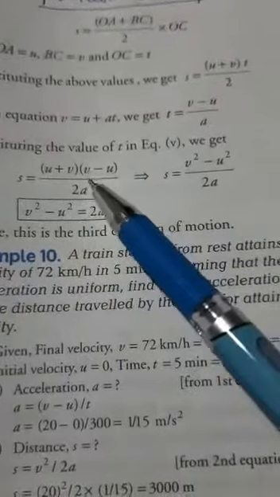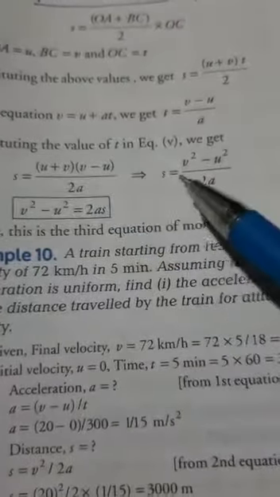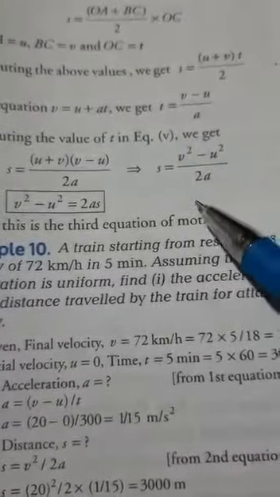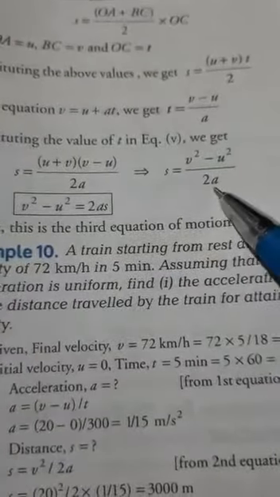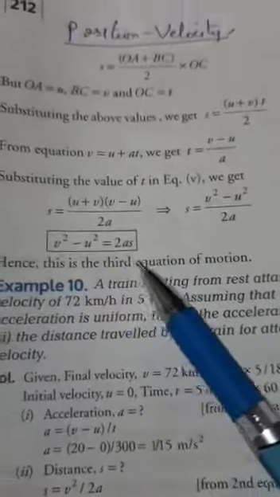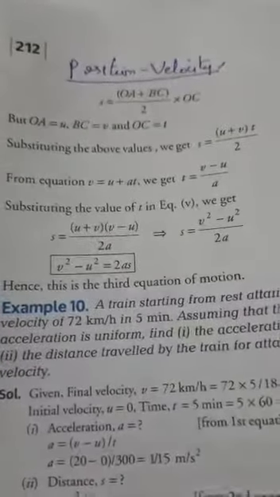Now this is the formula for A minus B into A plus B. It is A square minus B square. S is equal to V square minus U square upon 2A. We bring 2A to the left, then we get V square minus U square is equal to 2AS. This is called the position velocity equation.